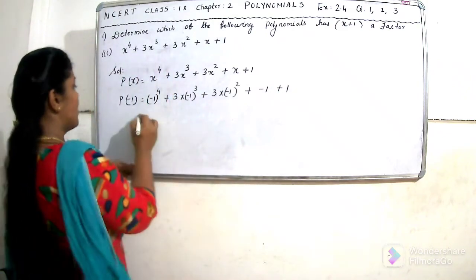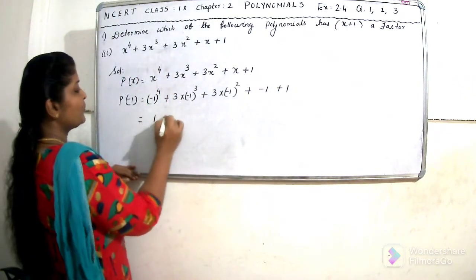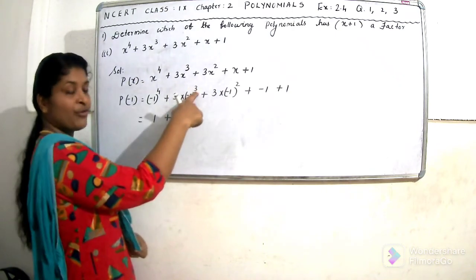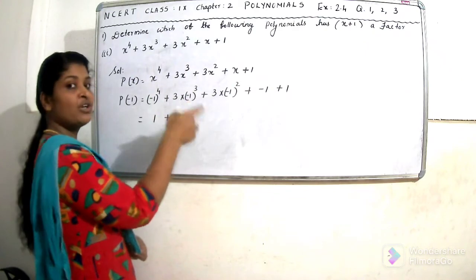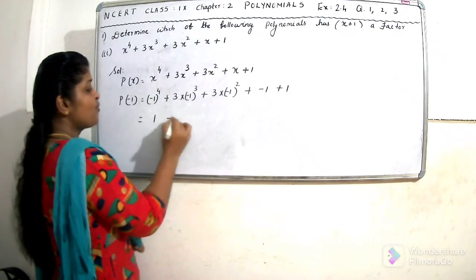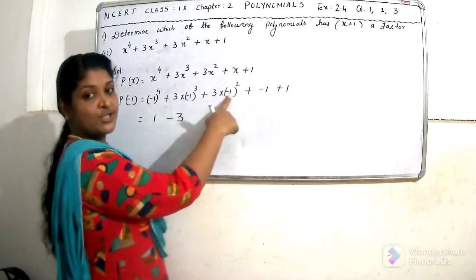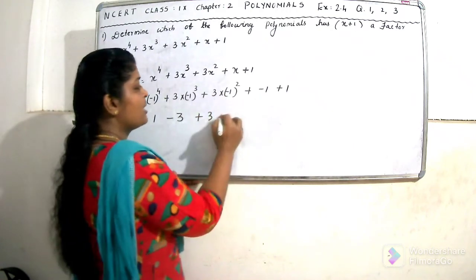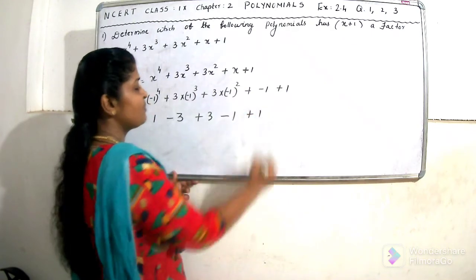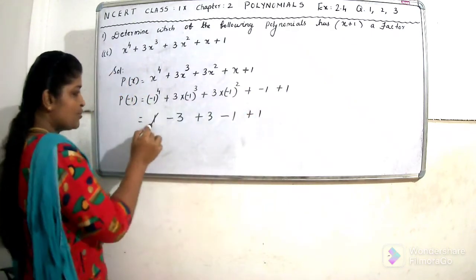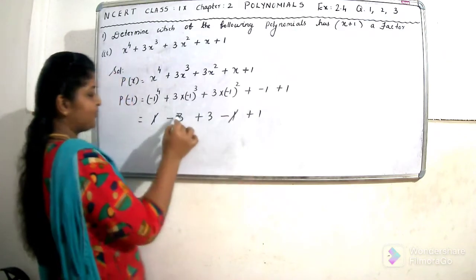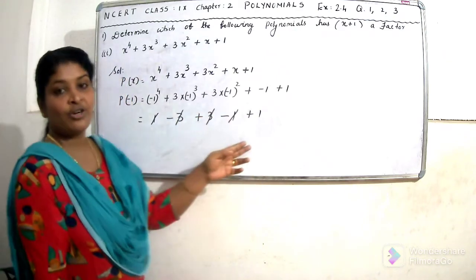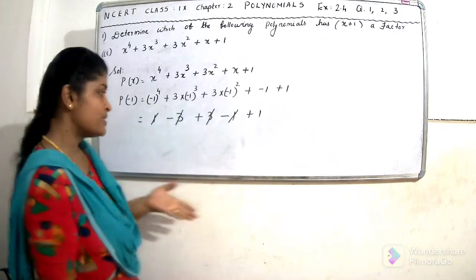Okay, this is equal to positive 1, plus this is negative 1 itself because of an odd number of times. So 3 into negative 1, that is negative 3. Here this is positive 1, positive 1 into 3, that is positive 3. Here it is negative 1 and plus 1. So positive 1 and negative 1 cancel. Negative 3 and positive 3 cancel. Here what is remaining? 1 is remaining and that is the remainder.